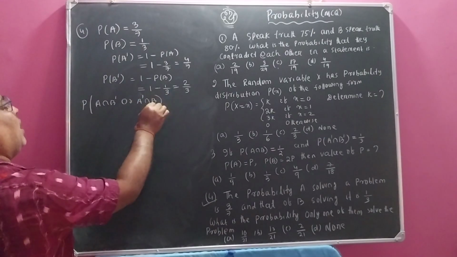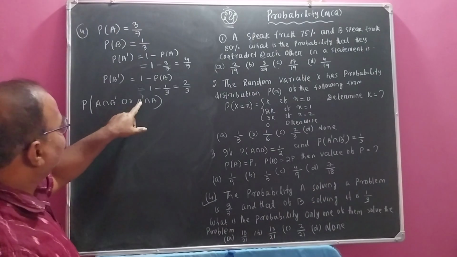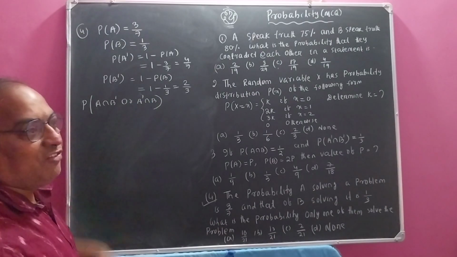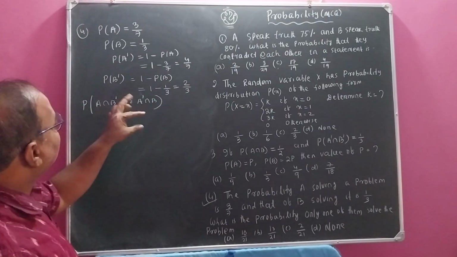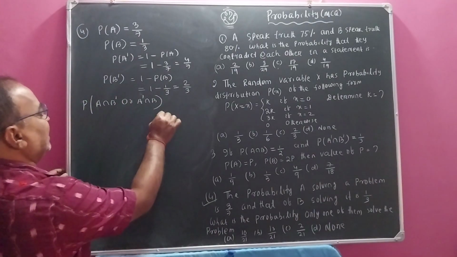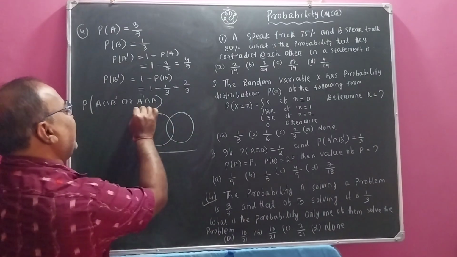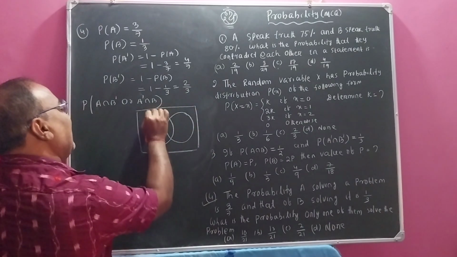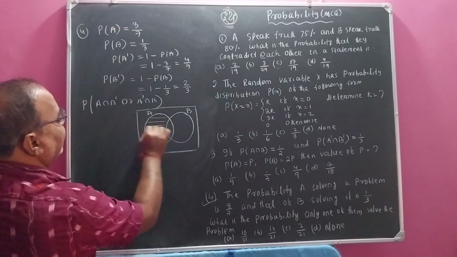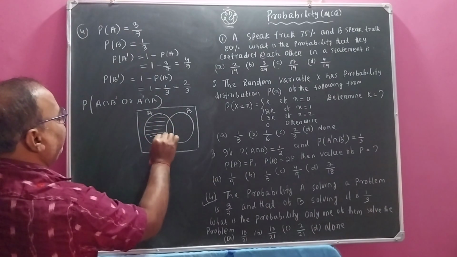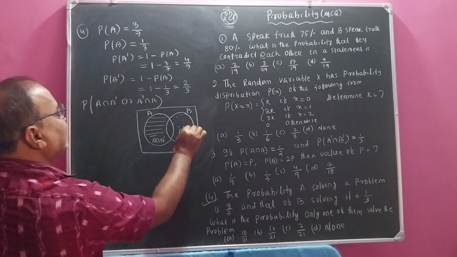Our aim is to find the probability of A intersection B dash or A dash intersection B. Only one of them solves the problem. If A solved, B does not solve. If A does not solve, B solved. It is a mutually exclusive event. So A intersection B dash will represent this, and A dash intersection B will represent this.